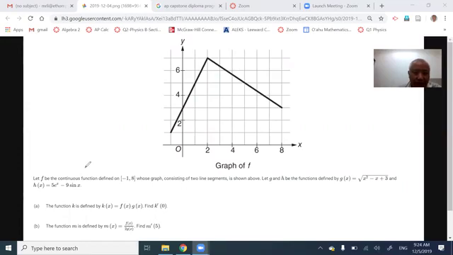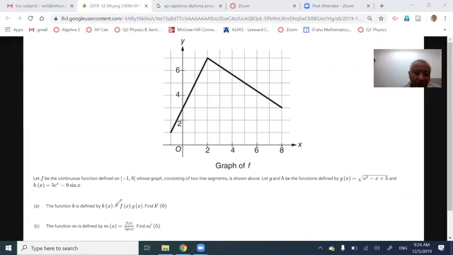Okay, let's look at this question. Here is the graph. Let f be the continuous function defined on [-1, 8]. -1 is here, until 8. This is the graph of f(x), whose graph consists of two line segments. We have two line segments here, right? It's shown above. Let g and h be the functions defined by g here and h is here.